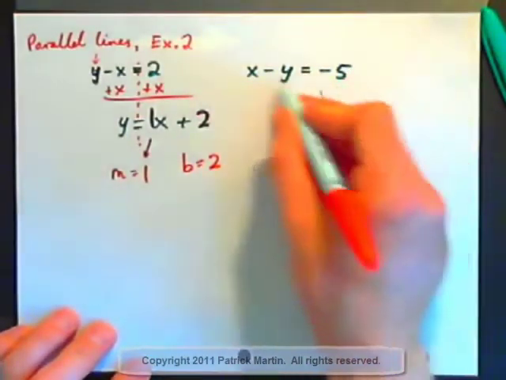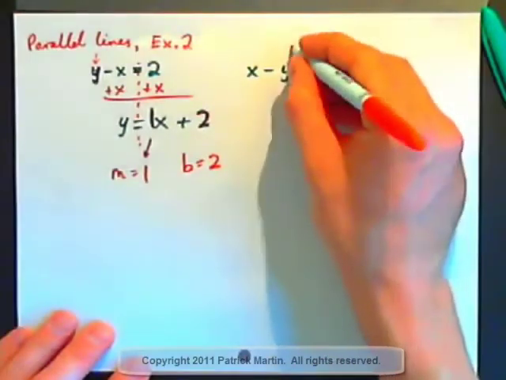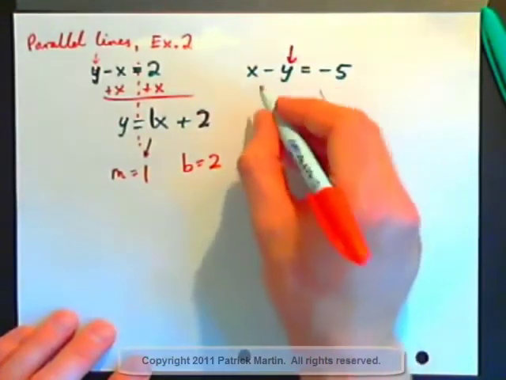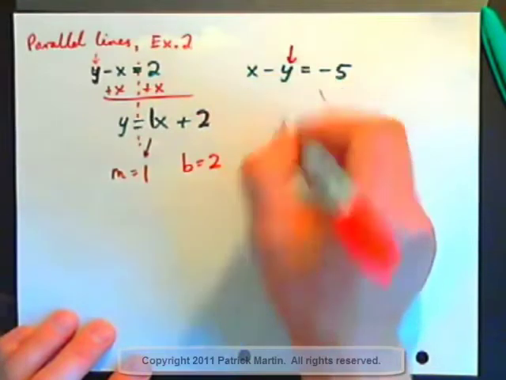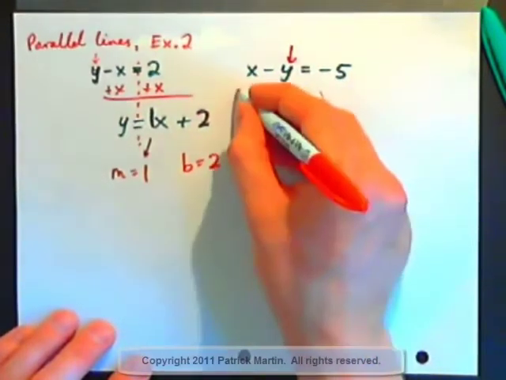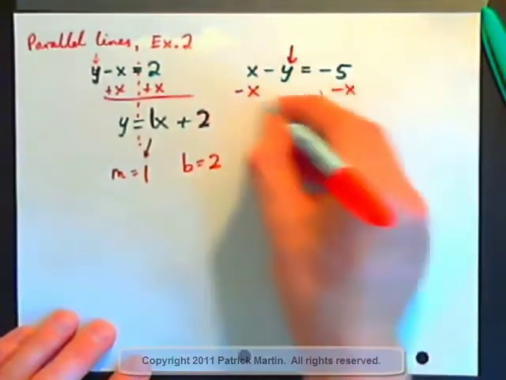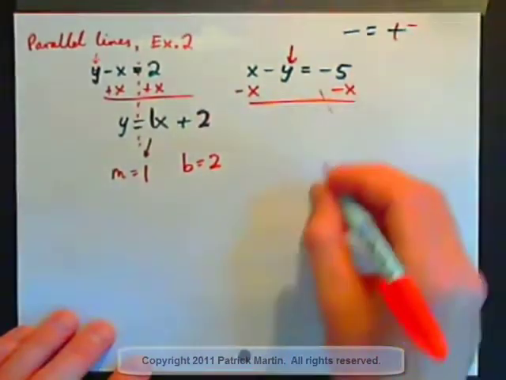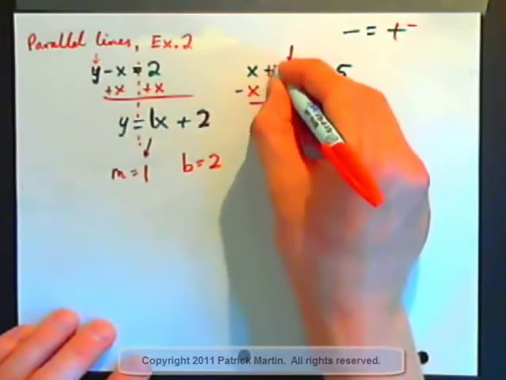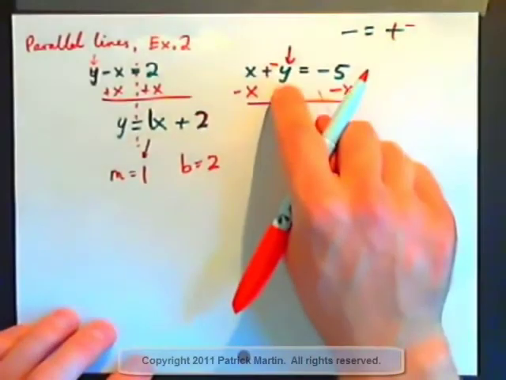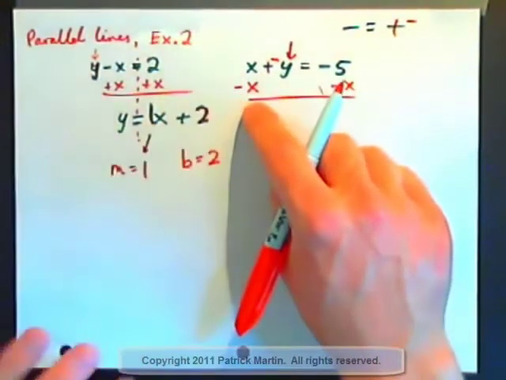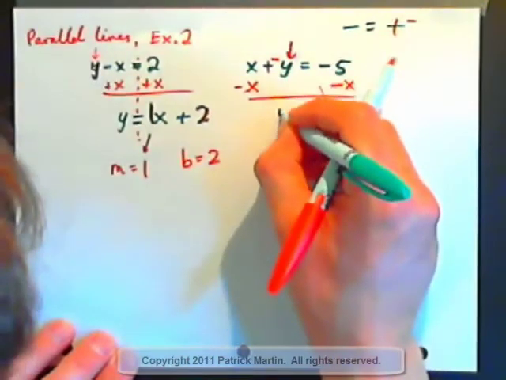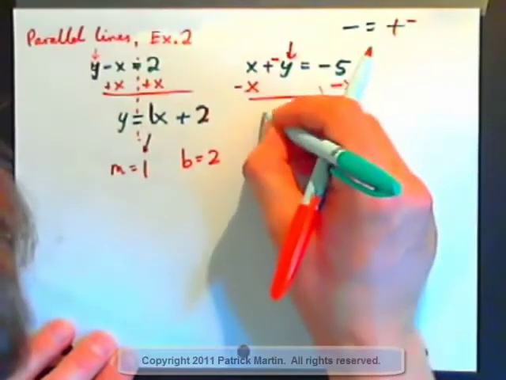Working on this other equation over here, again I have to get y by itself. I have x minus y equals negative 5, so I need to get rid of the x and then get rid of the negative sign in front of the y. Remember that subtraction is the same thing as adding negatives, so this is actually x plus negative y. To get rid of the x, we have to subtract it from both sides, and that makes 0 on the left-hand side, and we still have not just y, but negative y.